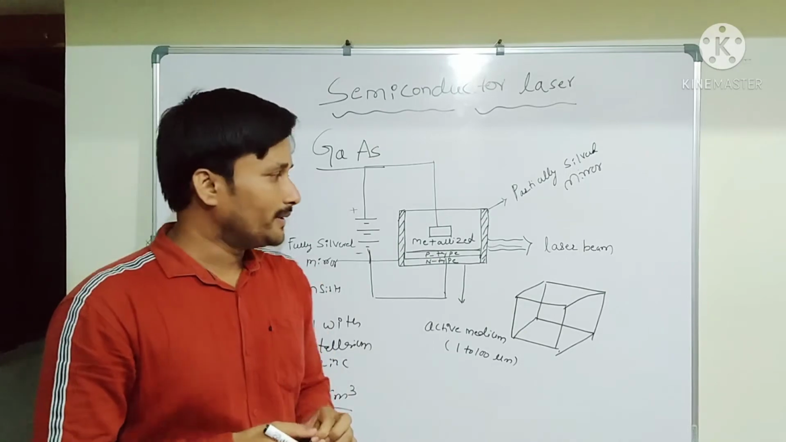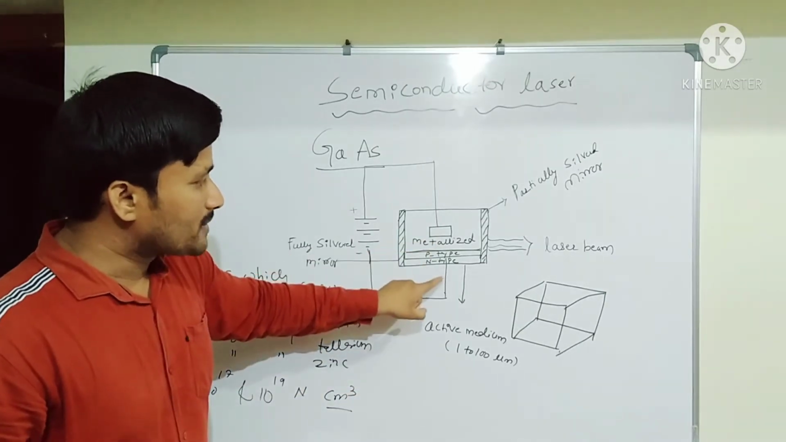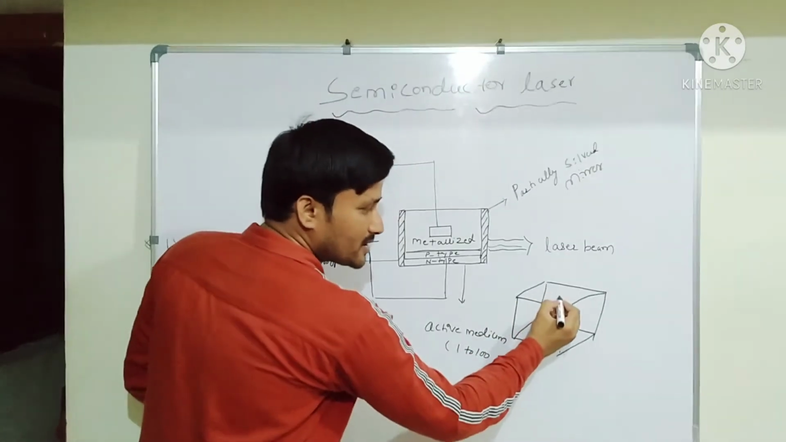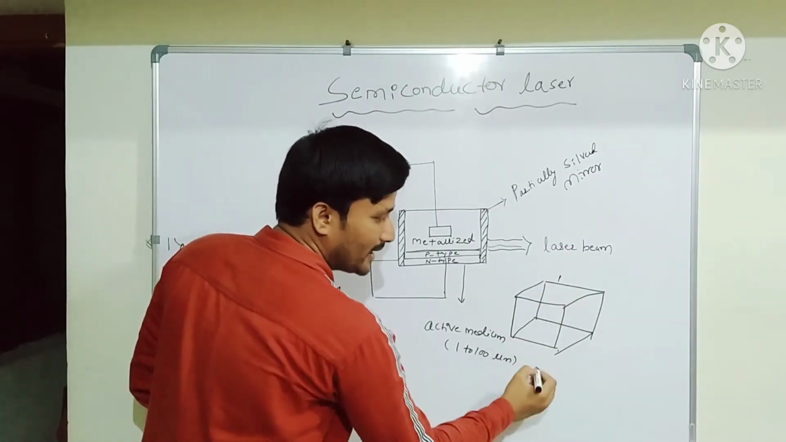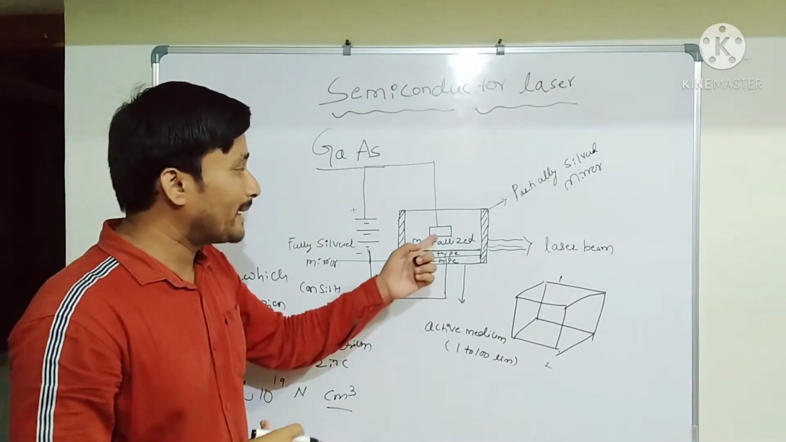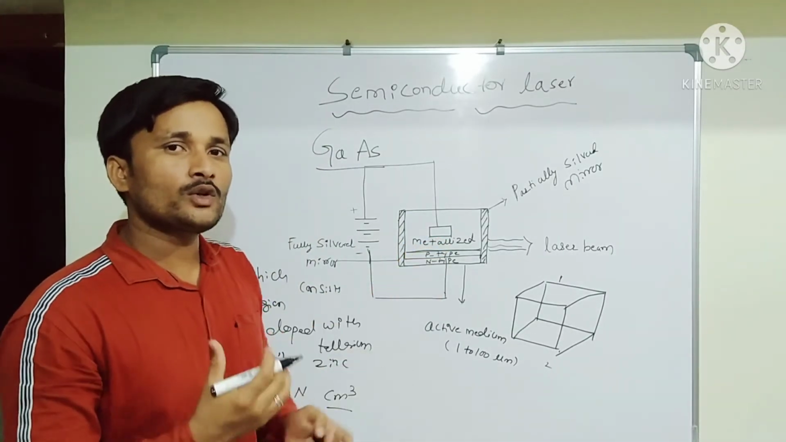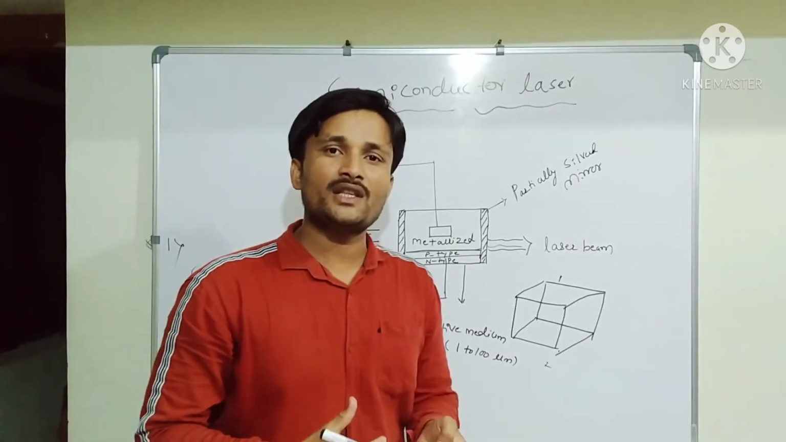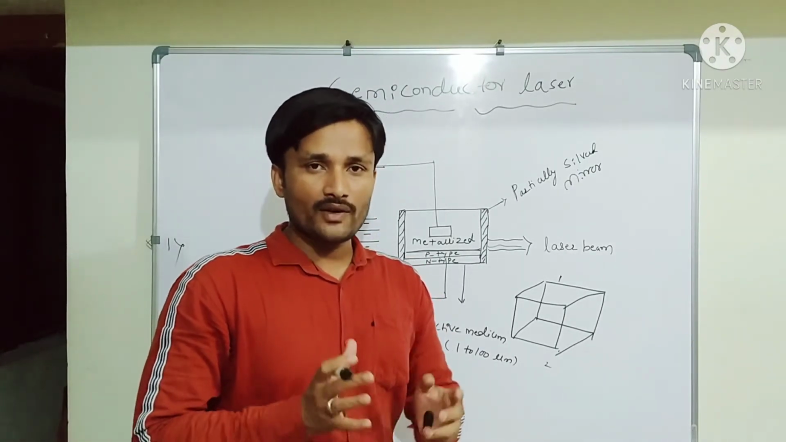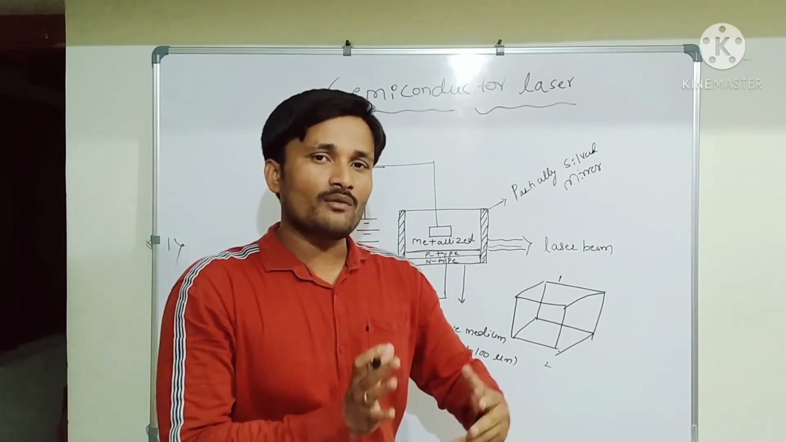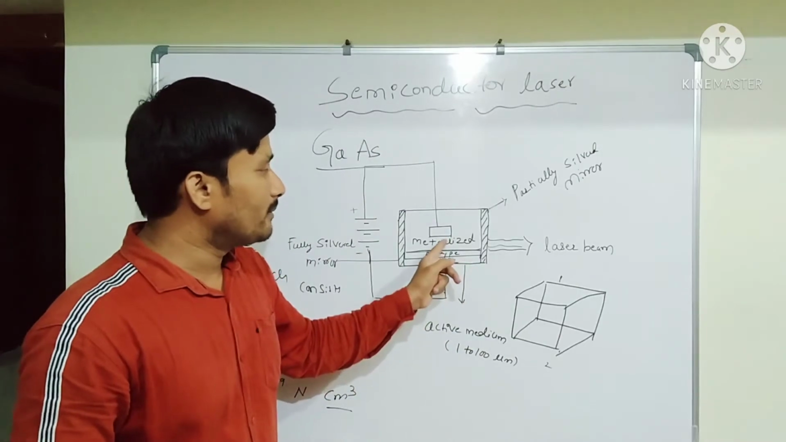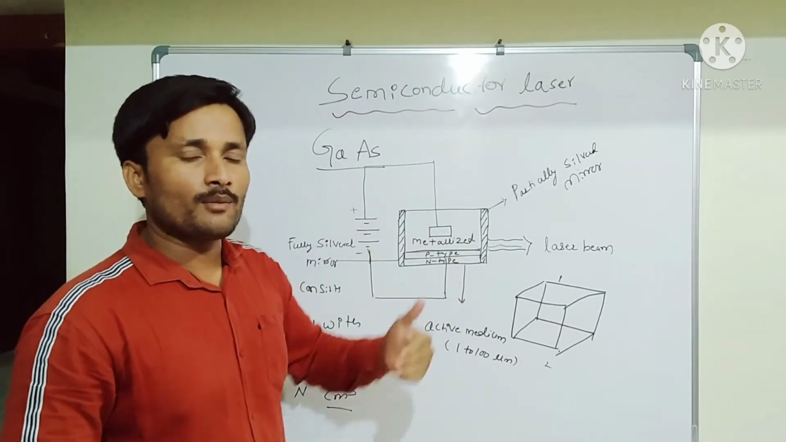Now the fourth important point: the top and the bottom surface. You just think this is a three-dimensional image. This is the top surface and this is the bottom. These two surfaces are metallized. Why do we metallize these two surfaces? To make the forward bias condition. We want the charges to move from one surface to another surface. That's why we use metallized top and bottom surfaces.